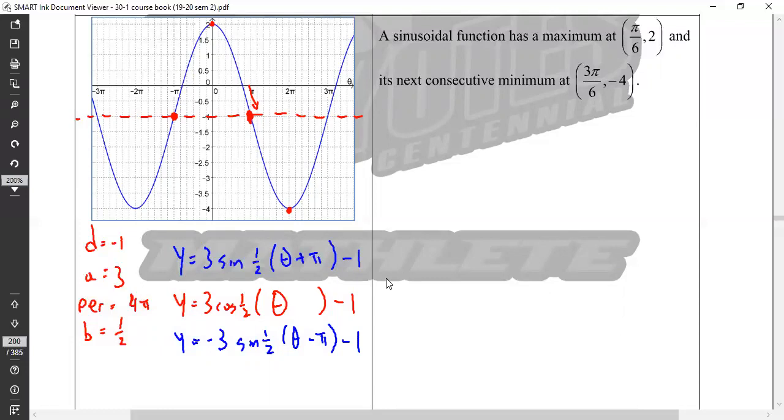And my last one, y equals negative 3 cos half theta. And where's my start point for negative cosine? That's the minimum. So it's going to happen here, or it's going to happen here. They're both at 2 pi, to the left or to the right. We should probably take the positive one, the one that's gone to the right. So theta minus 2 pi.